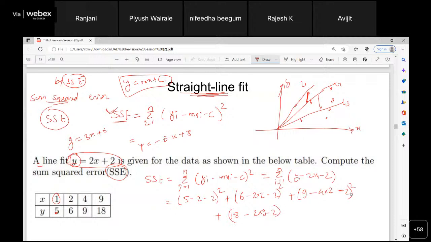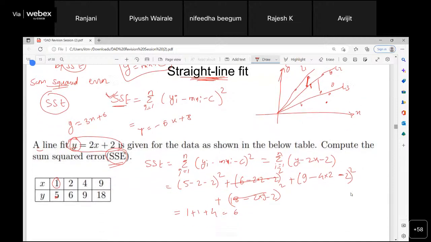Now just calculate the value. So it will be 1 squared. Then 4 minus 2, 6, 0, and 8, 10 minus 1, right? Squared is 1 only, plus 18 minus 2 into 9, that is 4. So the answer will be 6, right? So the SSE value for this particular straight line fit will be 6, right?